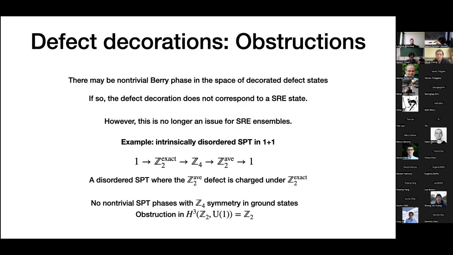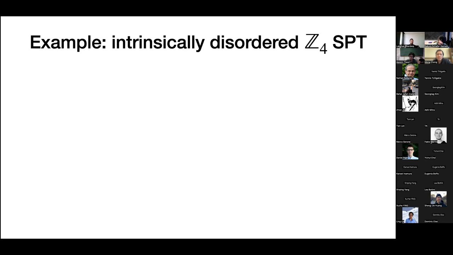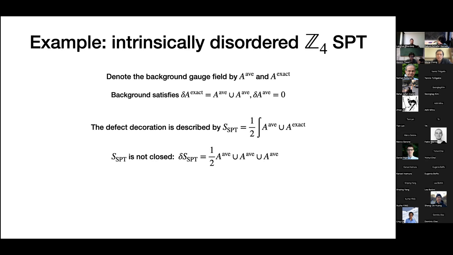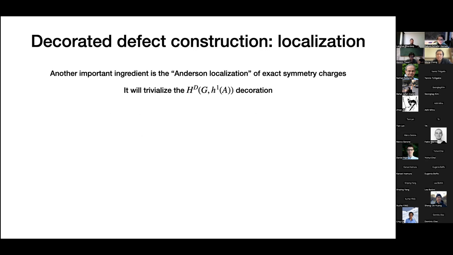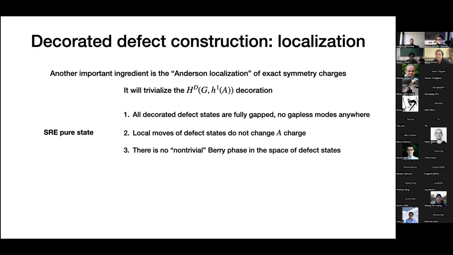Simplest example is a 1+1 system with Z2 exact symmetry and Z2 average symmetry, which are somewhat intertwined into this short exact sequence. And just flash through this slide. And there's another aspect of this, which I won't go into details, but has something to do with the localization, a phenomenon unique to disordered systems, of the symmetry charges.